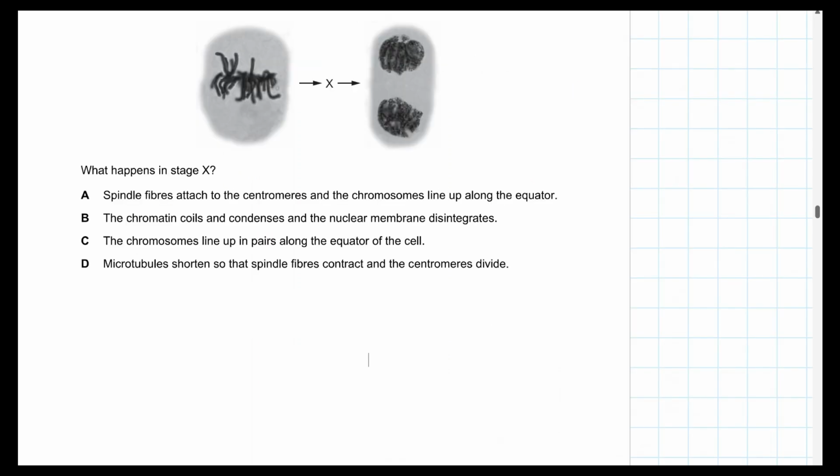Question number 18. Eukaryotic organisms grow and increase in size as a result of cell division. The diagram shows some stages of mitosis with one stage missing, labeled X. What happens in stage X? So, here we can see two different stages. We know that mitosis is PMAT: prophase, metaphase, anaphase, and telophase. So we can clearly see that this must be the metaphase stage and this must be the anaphase stage.